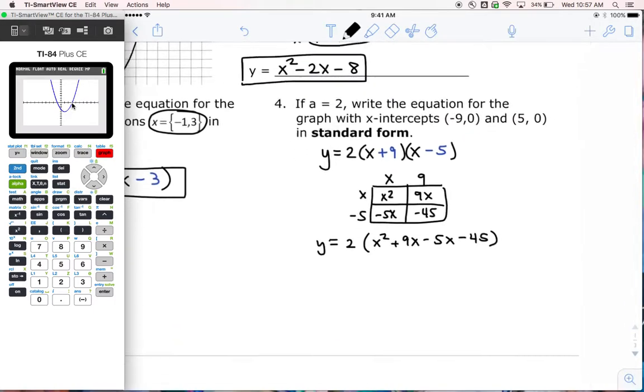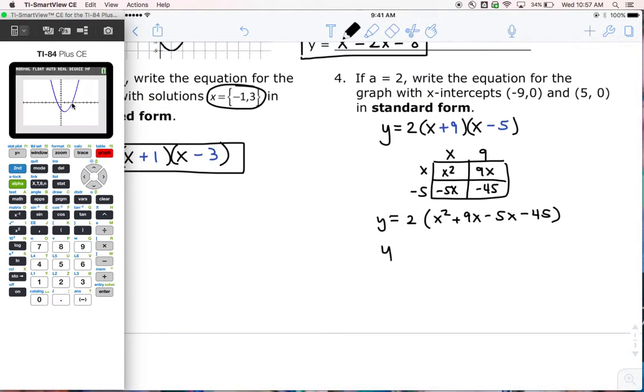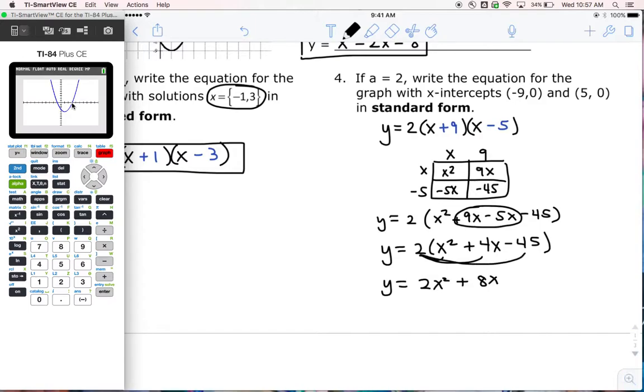So all we got to do to finish this thing is just kind of clean it up. So we've got y equals 2. We've got x squared. We're going to combine these to make +4x and then a -45. And finally, to multiply out that 2. So I get 2x squared plus 8x and -90.